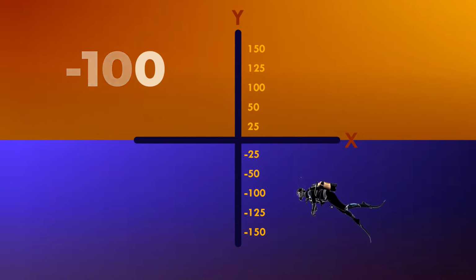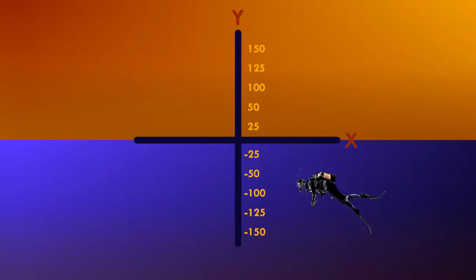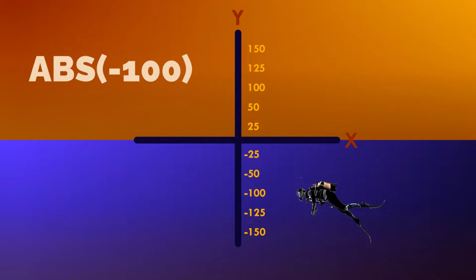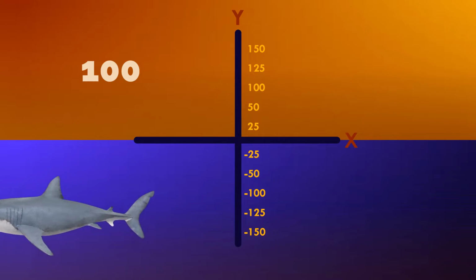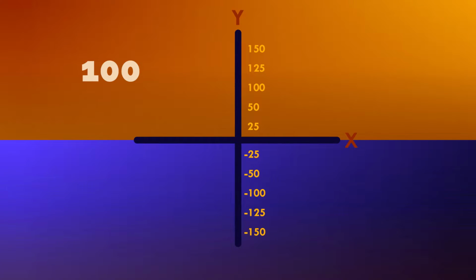But saying he is negative 100 feet below sea level is redundant. So what we want to do is take the absolute value of the distance he traveled, negative 100, and that will be 100. So we would say that he is 100 feet below sea level.